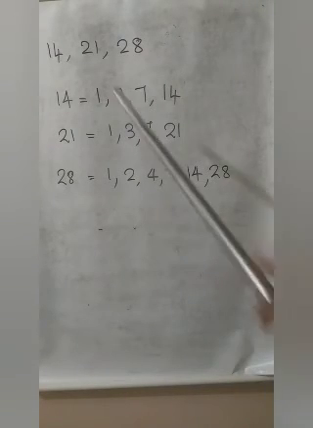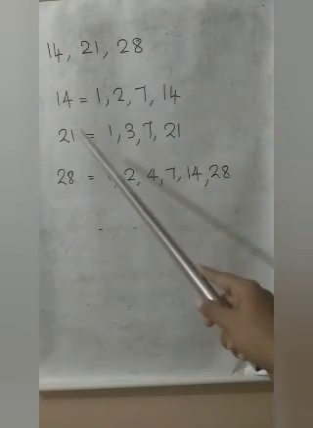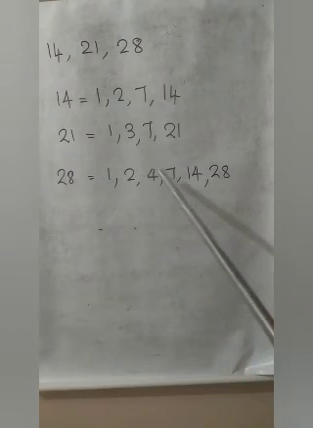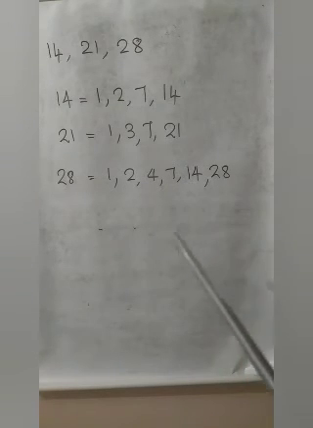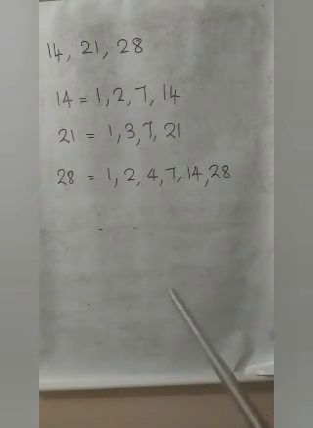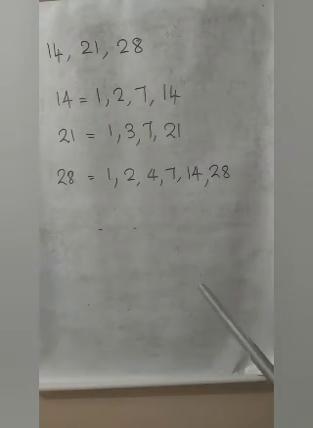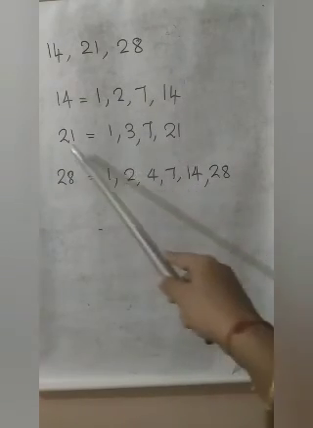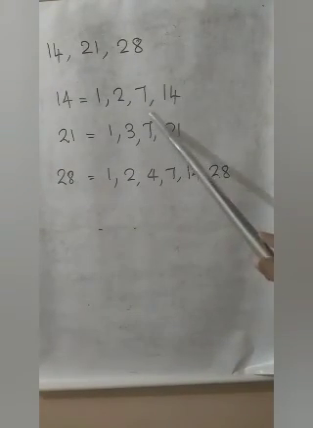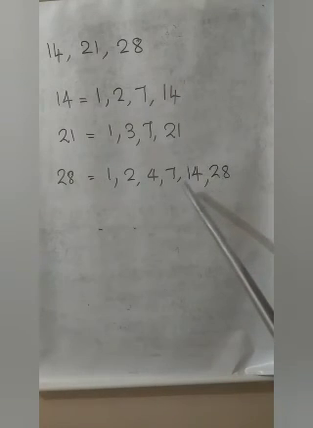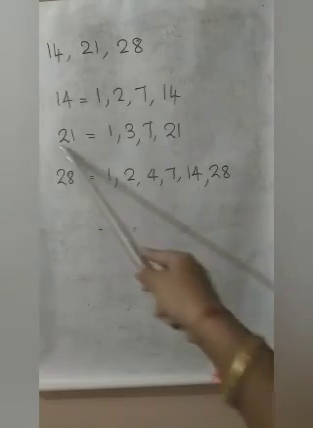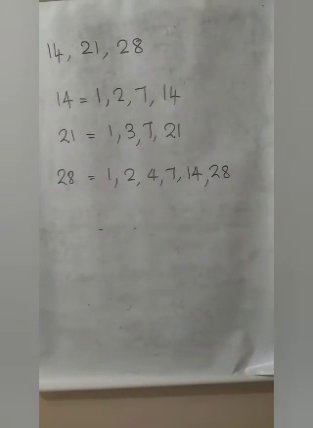So the factors of 14 are 1, 2, 7, 14. For 21: 1, 3, 7, 21. For 28: 1, 2, 4, 7, 14, 28. Here we have included all the factors. Now taking the common factors, which are common? 1 is there in every number. Here we have 2, here also we have 2, but we don't have 2 here. Here we have 7, here also, and here also. So 7 is common. Here we have 14, here also we have 14, but not over here. So only 1 and 7 are common here.